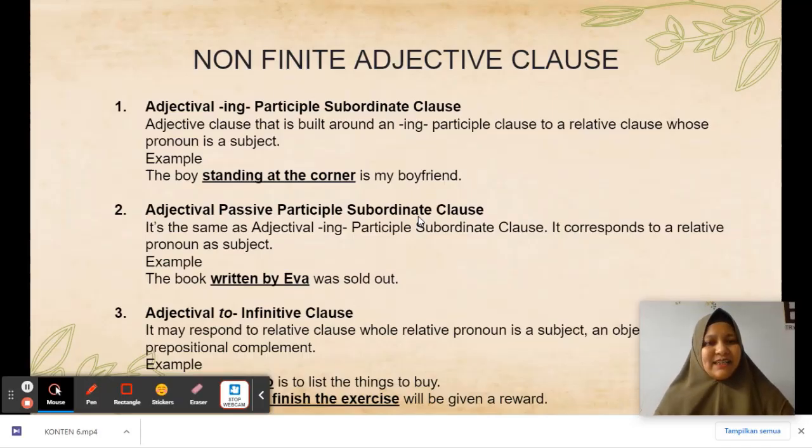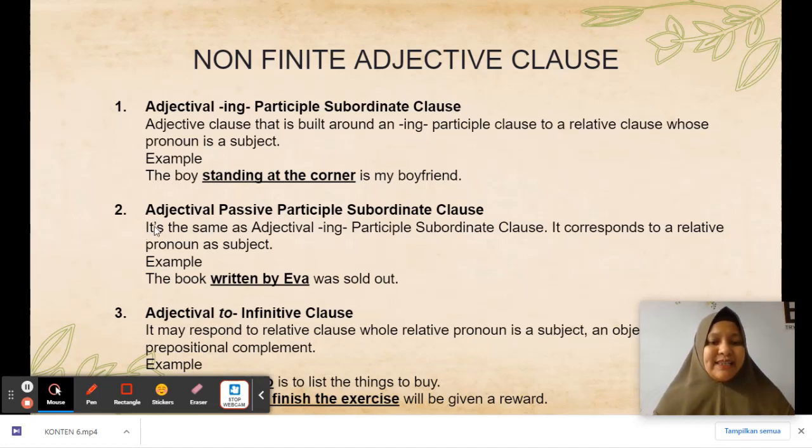Okay, this is about non-finite adjective clause. In non-finite adjective clause, there are 3 points that we can consider here. The first is adjectival present participle subordinate clause. For example, the boy standing at the corner is my boyfriend. So the adjective clause is standing at the corner.